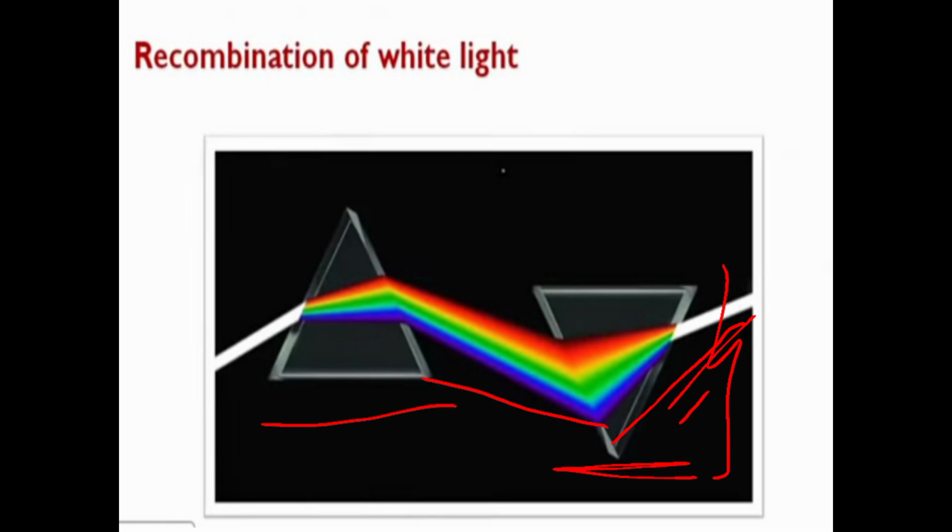So what did he observe? This inverted position of the prism allowed all the colors of the spectrum to pass through the second prism. He found a beam of white light emerging from the other side of the second prism. This made him conclude that sunlight is made up of 7 colors.